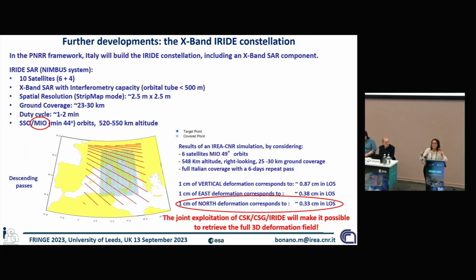The difference is because they are going to launch 6 in the next years, and then they are going to decide on launching also the next 4. But the overall system is medium inclination orbit, at least what they are planning. Okay, thank you. It's a completely different idea because we need to get some more information on the deformation, and so we want to benefit from that.